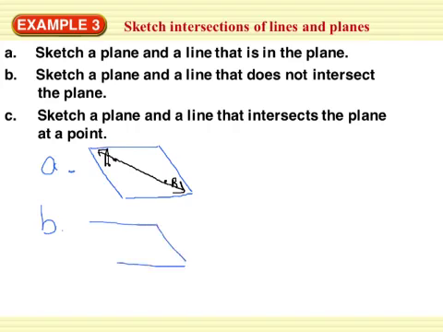Squished square. There's my plane. And then I need a line. I'm just going to make it so it doesn't touch the plane at all. And this will be plane, I don't know, P.